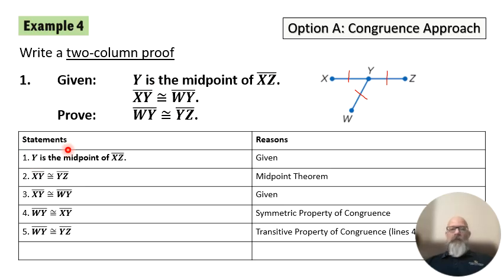Where do we start? Y is the midpoint of XZ. Why? Because it's given. Any questions? No? All right. What flows naturally out of Y is the midpoint of XZ? Well, we know that XY is congruent to YZ. What's your reason? Midpoint theorem.